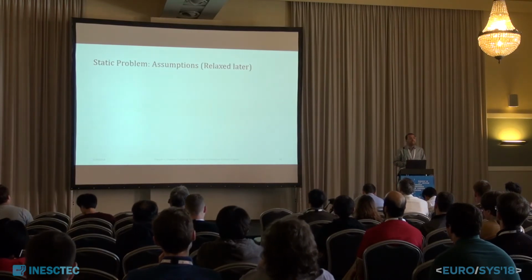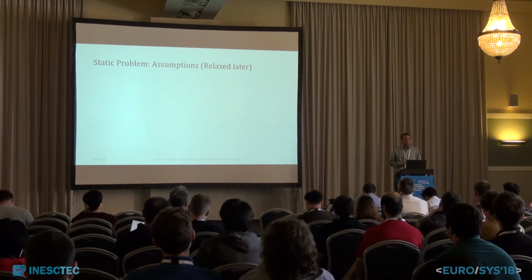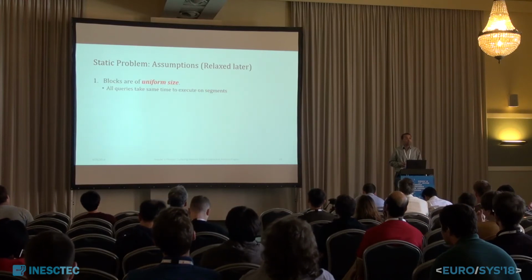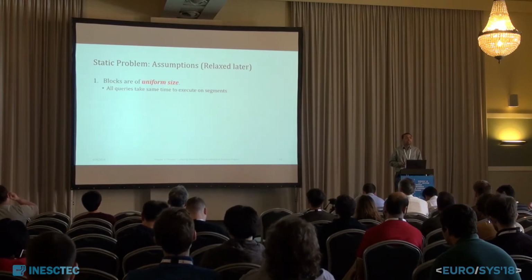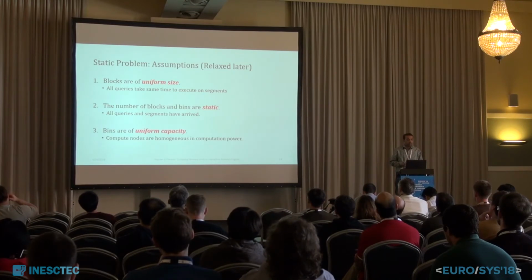To make the problem tractable, we make some simplifying assumptions. We relax all of these assumptions while designing the system. We expect that blocks are of uniform size. We solve for the static version of the problem first, where the balls and the bins are known up front. And finally, we assume the bins are of uniform capacity.